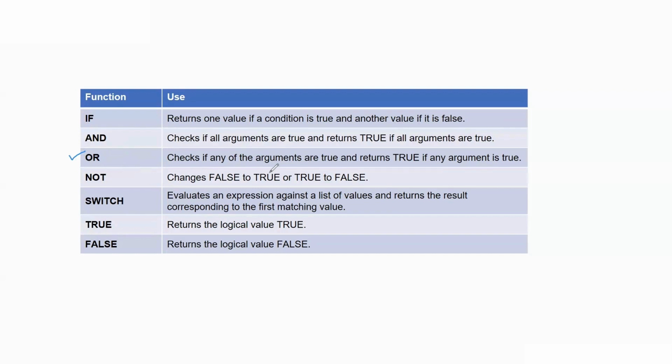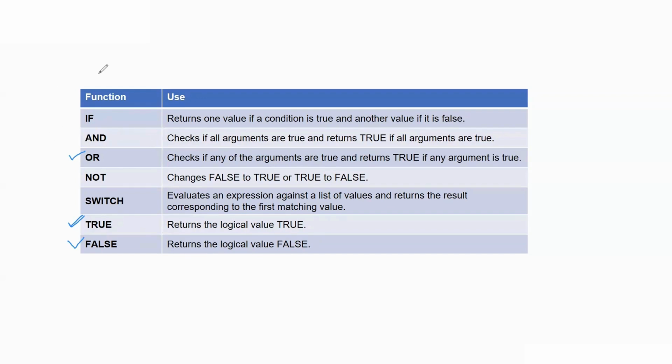NOT would change false to true and true to false. So basically, like a NOT gate, it would just reverse the values from true to false and from false to true. SWITCH would evaluate an expression against a list of values and return the result corresponding to the first matching value only. If we talk about TRUE, it would return the logical value true. If we talk about FALSE, it would return the logical value false.